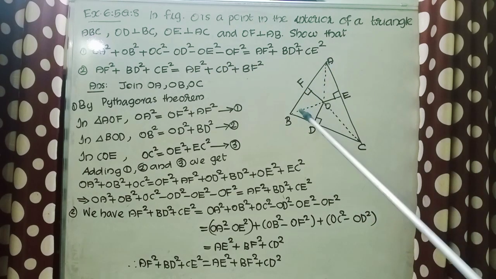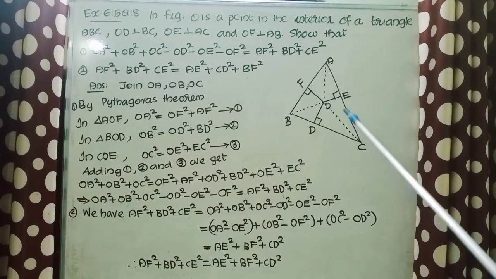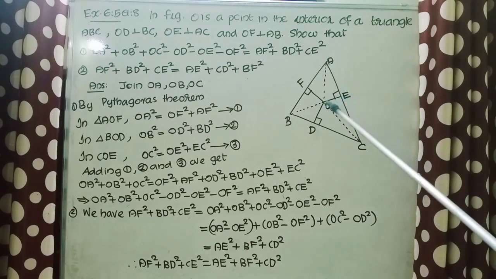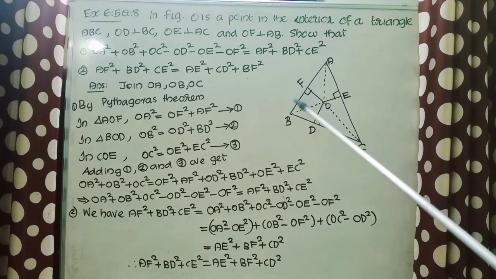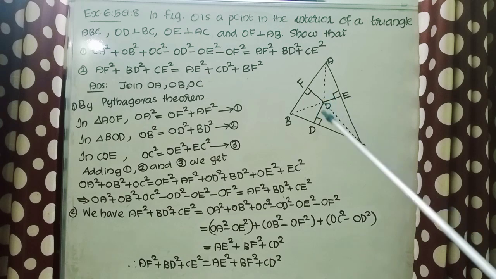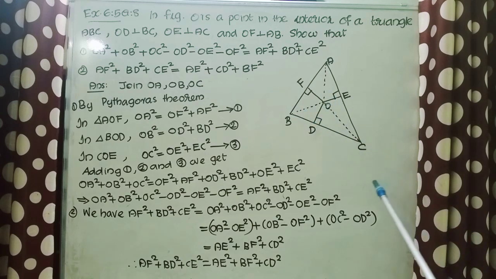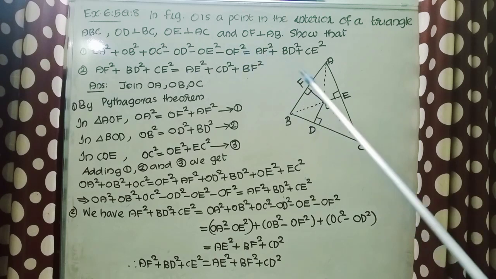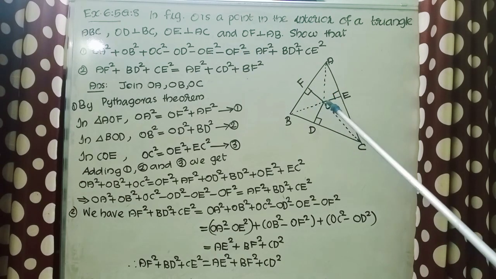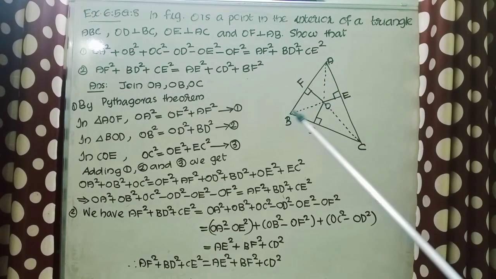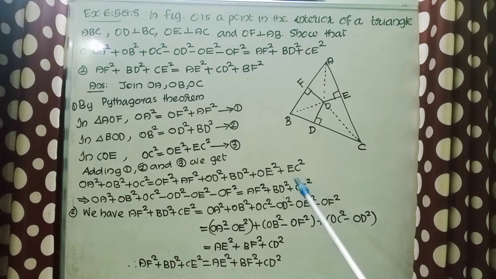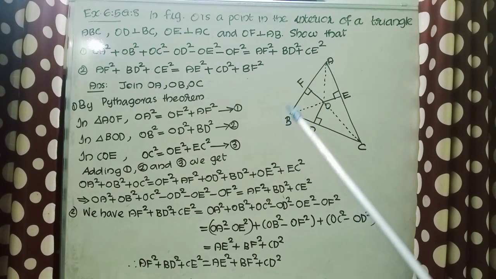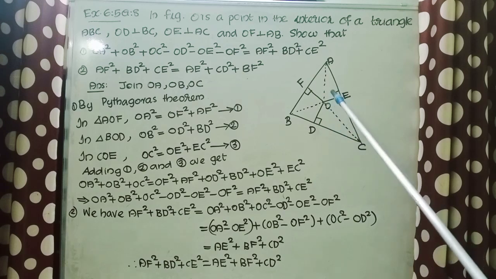Here is given the figure, triangle ABC. OE is perpendicular to AC, OF perpendicular to AB, and OD perpendicular to BC. We need to prove these two results. Here we need a construction: join OA, OB, OC. Now let us apply the Pythagoras theorem in right triangles.